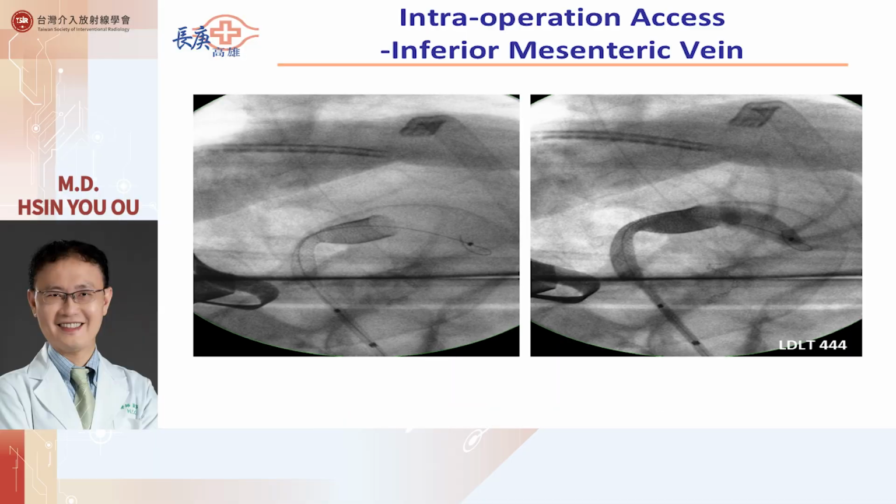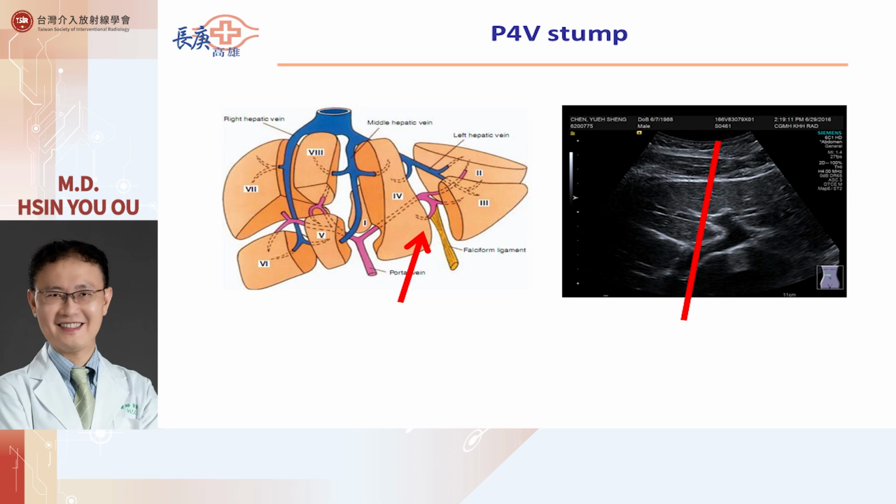After that, we had one case where we used the IMV approach, but the angulation from the IMV to the main portal vein to the intrahepatic portal vein was too acute. We could not pass the guidewire into the liver. So in this case, we shifted the portal vein stenting to the pivot stump.